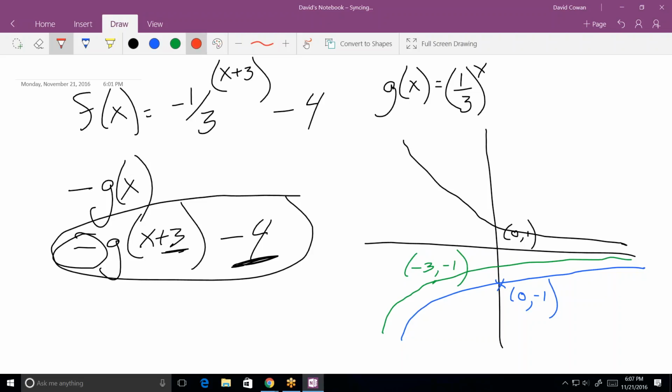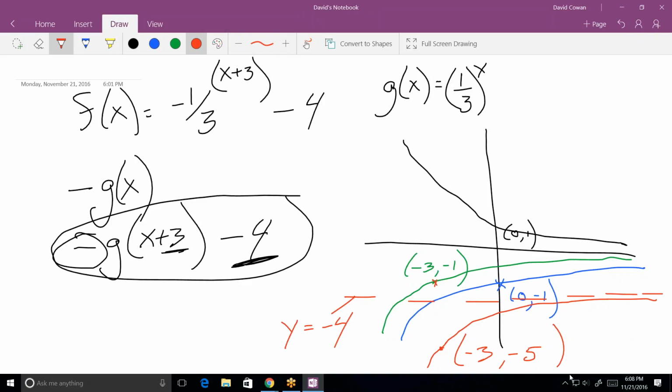Now the third and final thing is to move it down by 4. Well, we still have that point there. I'm going to move it down by 4. Where is it now? Negative 3, negative 5. And now when we graph it, it's asymptotic to what? What is this line right here? Y equals negative 4. Yes, y equals negative 4. And the red line is our final graph.